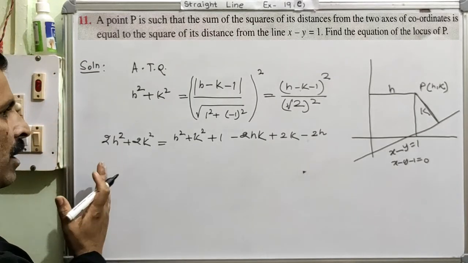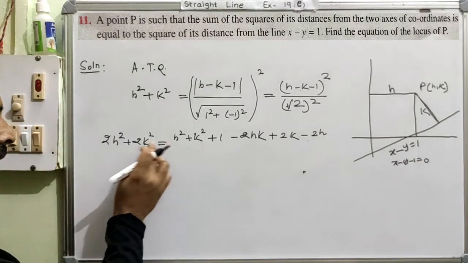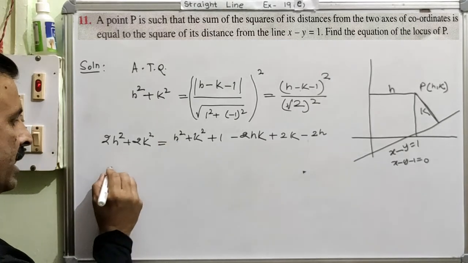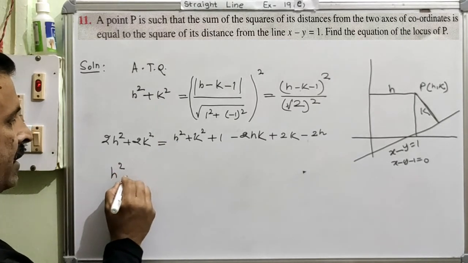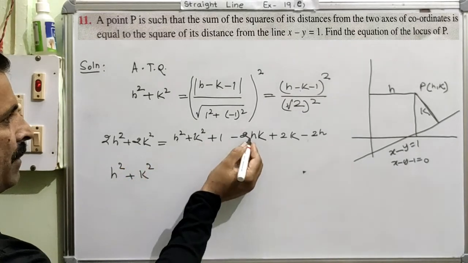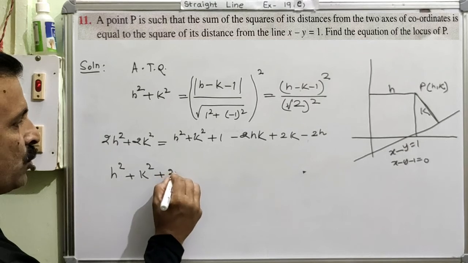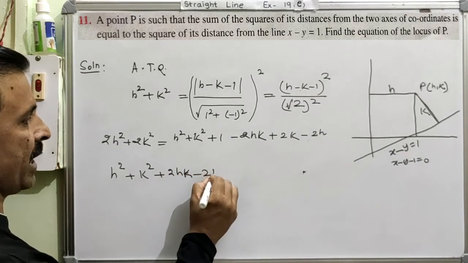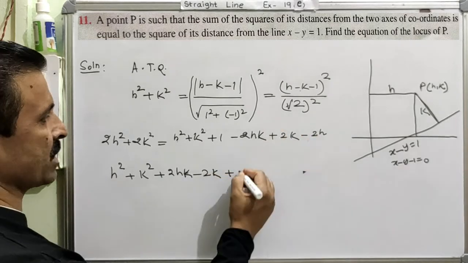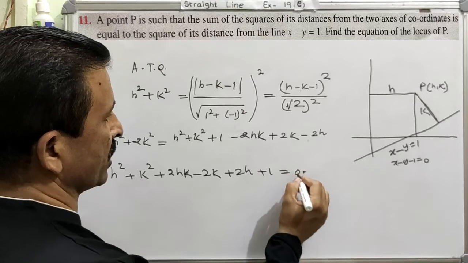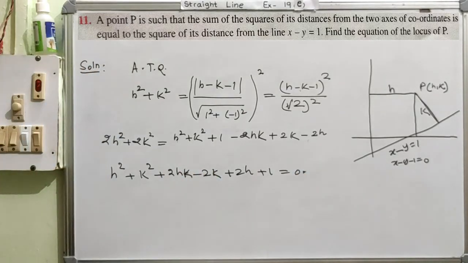Now bring it all to one side and get your final equation. So h square and then this together: 2h square minus h square is only h square. Then similarly 2k square minus k square is k square. Minus 2hk will come to this side and become 2hk plus 2hk. Then this will become minus 2k. This will become plus 2h. And this will become plus 1 is equal to 0. So this is your equation in terms of k and h.